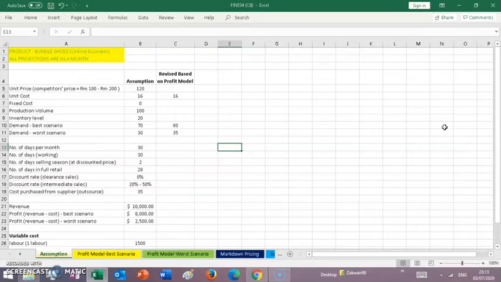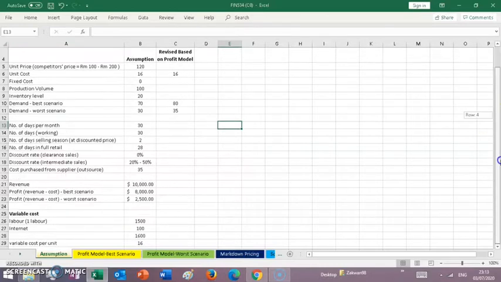Okay, discount rate is 0% for clearance sales, and discount rate for intermediate sales is around 20% to 50%. Okay, the outsource cost is 35 ringgit, which is cost from supplier. Okay, I assume to get revenue for a month is 10,000, and the profit for best scenario is 8,000, and profit for worst scenario 2,500. Okay, that's all about my assumption.